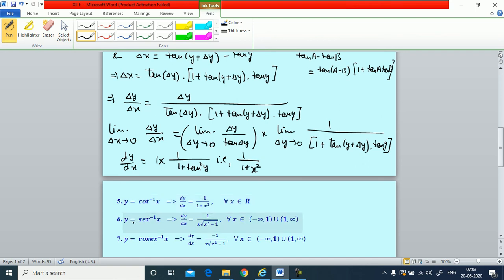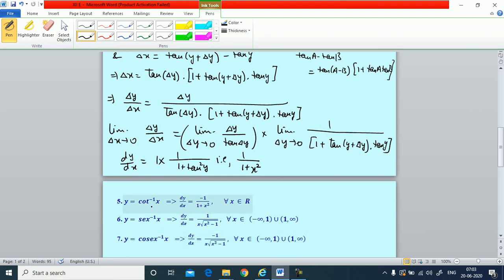Okay. And if y is sec inverse x, dy over dx is 1 over x into square root of x square minus 1. In cosec inverse x, the derivative is minus 1 over x into square root of x square minus 1. So you will see sine inverse x and cos inverse x have the same derivative. It only differs by a negative sign. Same thing is observed in the case of the derivatives of tan inverse x and cot inverse x. And exactly the same thing is noticed in the derivatives of sec inverse x and cosec inverse x.